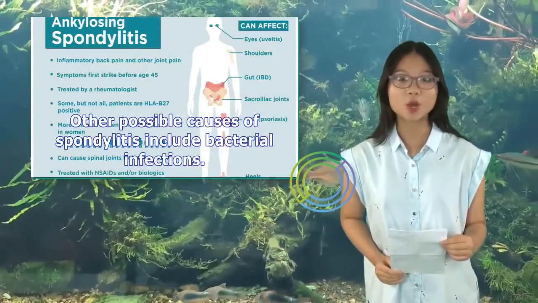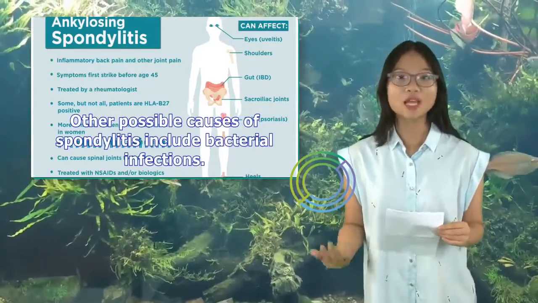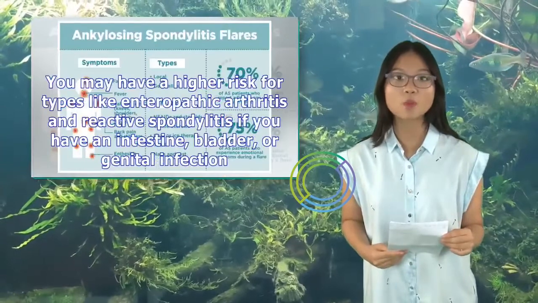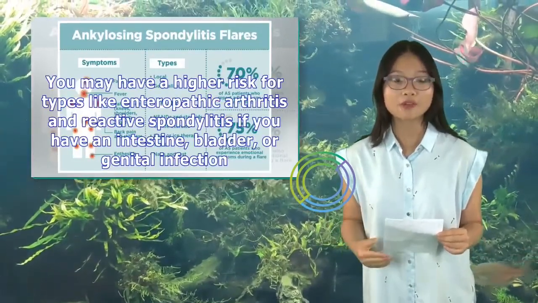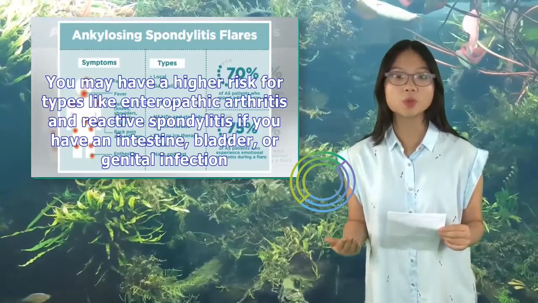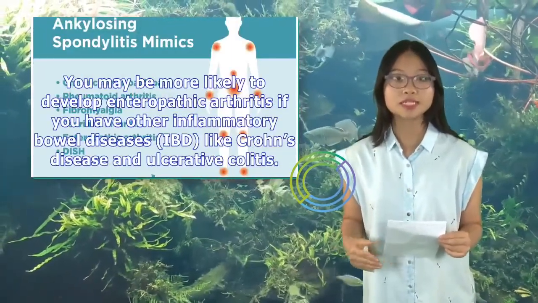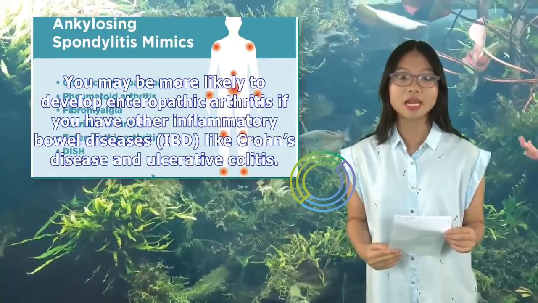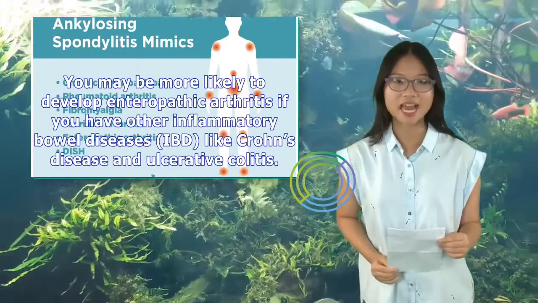Other possible causes of spondylitis include bacterial infections. You may have a higher risk for types like enteropathic arthritis and reactive spondylitis if you have an intestine, bladder, or genital infection. You may be more likely to develop enteropathic arthritis if you have other inflammatory bowel diseases, IBD, like Crohn's disease and ulcerative colitis.